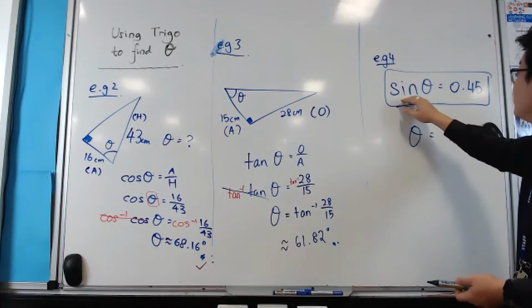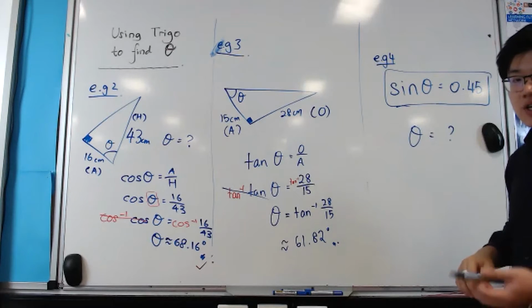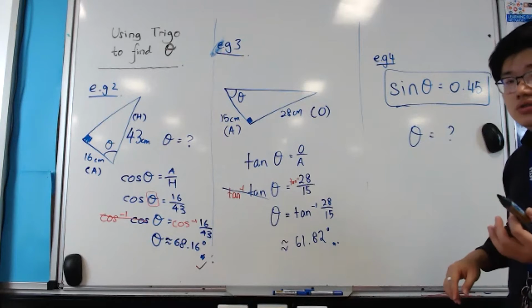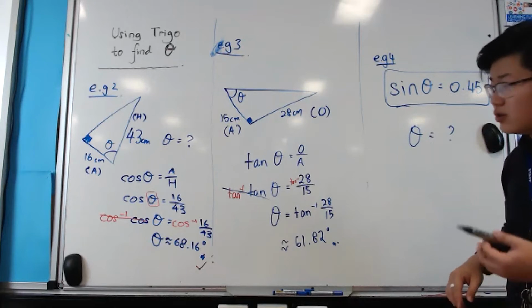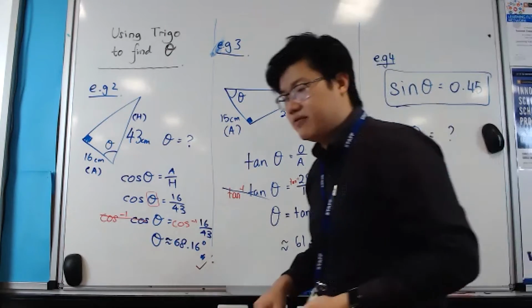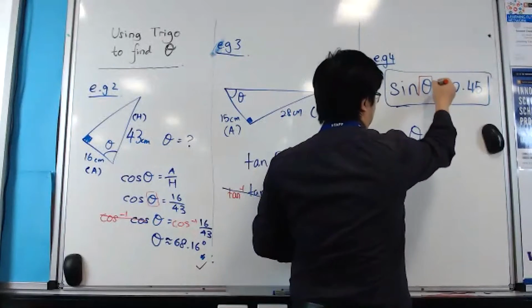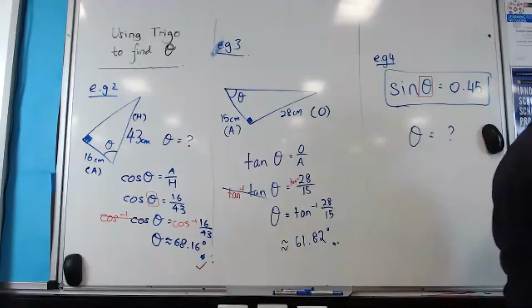Okay, so if you're given sine theta equals 0.45 and you're asked to look for theta, what should you do? You don't need to draw any right angle triangle at all. Okay, what should you do? Tell me. If I'm looking for theta, theta is my bag. Now, what should I get rid of?